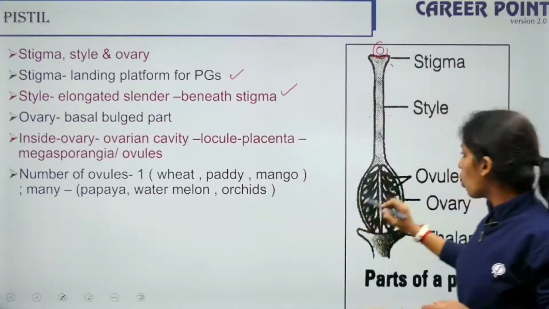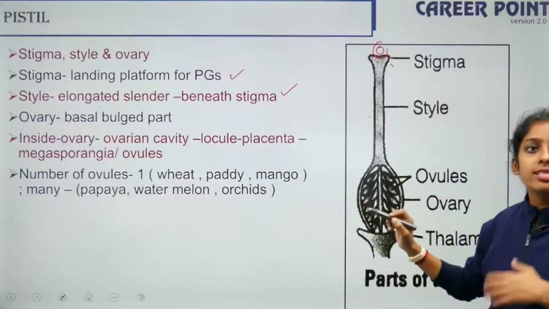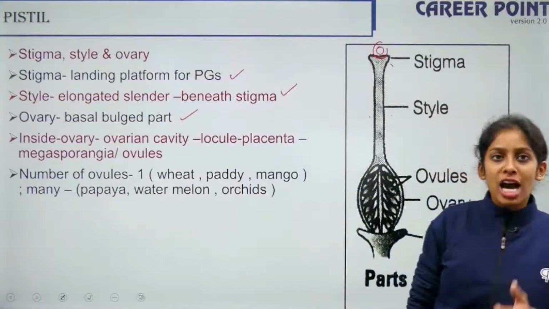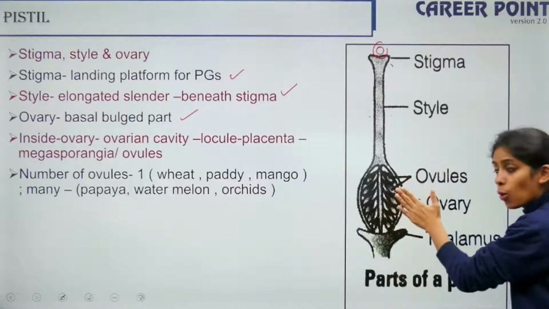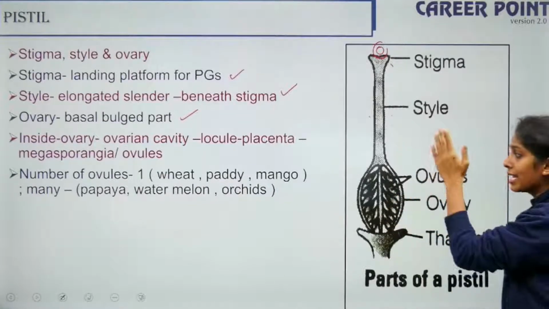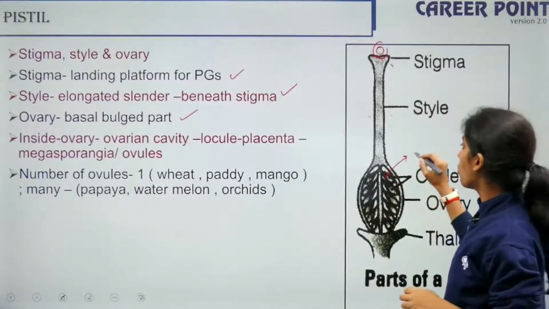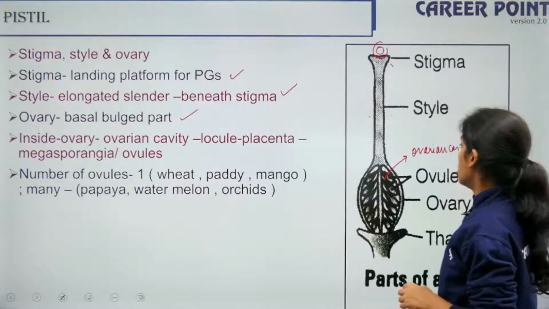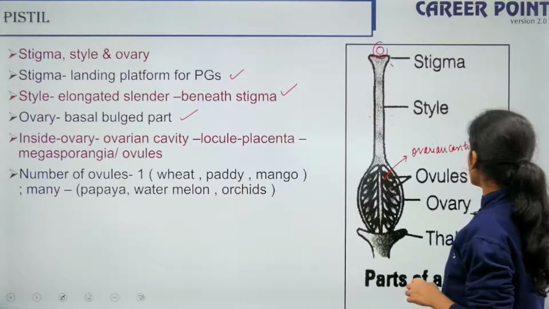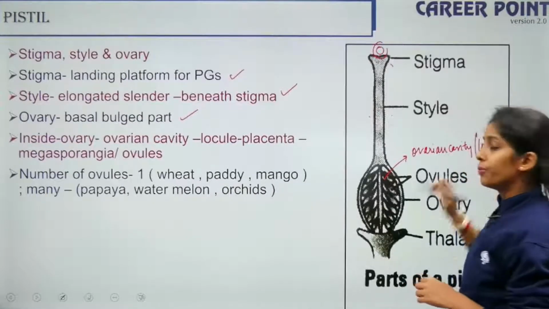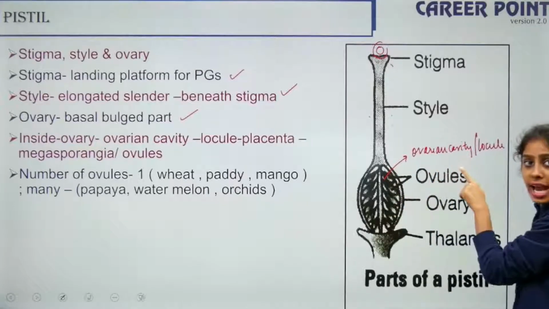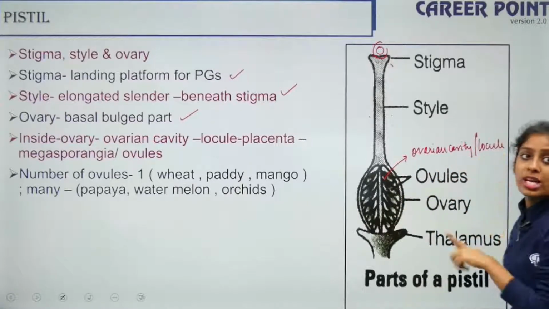Now ovary. Ovary is the basal portion and it is the bulged portion. That is the definition of ovary. Now moving further, inside the ovary, the space is known as the ovarian cavity. This ovarian cavity is also known as locule. The space inside the ovary is known as the ovarian cavity, or the locule.